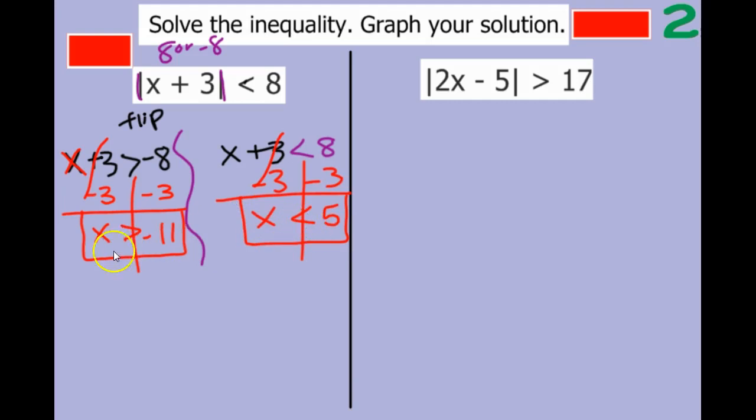So notice we're not going to get the same answer every time. You have two different answers because one was with a negative and one with a positive. So on our number line, negative 11 is the smallest, 5 is the greatest. At negative 11, an open circle pointing to the right. And at 5, also an open circle but pointing to the left.